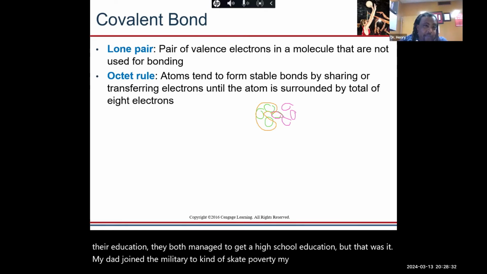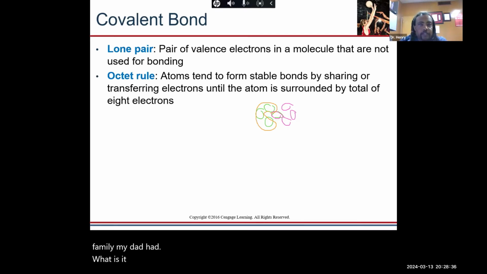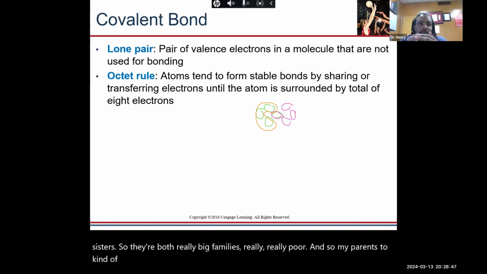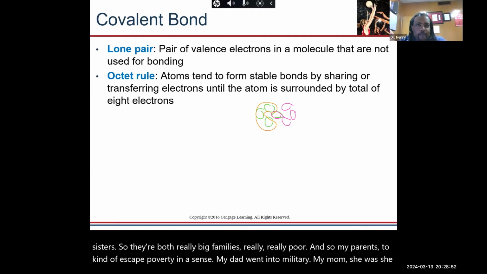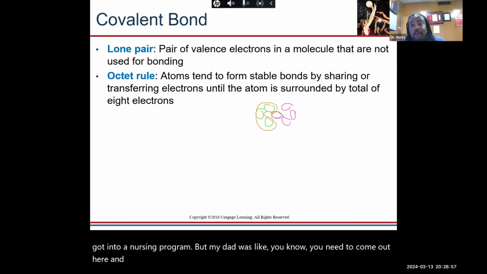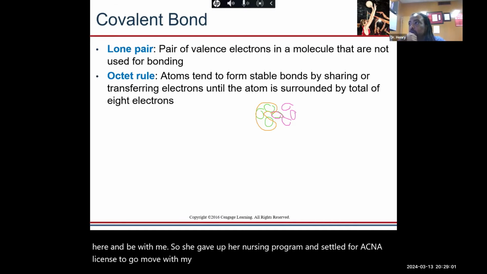My dad had 11 brothers and sisters, and my mom had seven brothers and sisters. So they were both really big families, really, really poor. To escape poverty in a sense, my dad went into the military. My mom got into a nursing program, but my dad was like, you need to come out here and be with me. So she gave up her nursing program and settled for a CNA license to move with him. So money was tight growing up, and there were three of us.